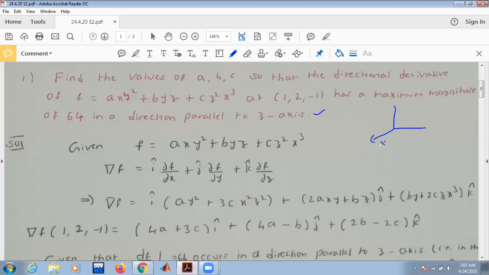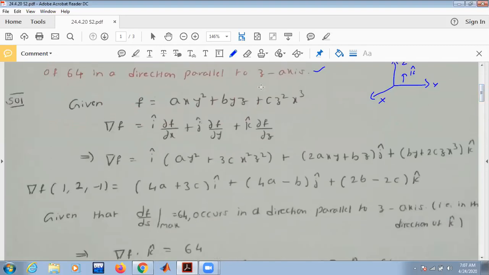When this is x, this is y, and this is z, what is the direction parallel to the z-axis? Nothing but k bar. Do you agree? Direction parallel to the x-axis is i bar, direction parallel to the y-axis is j bar. Are you able to hear?